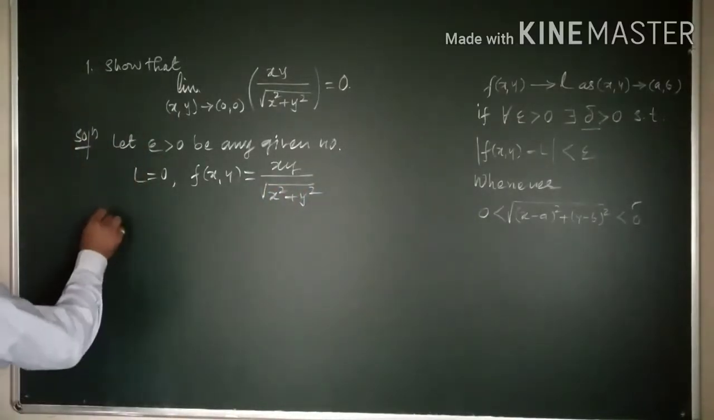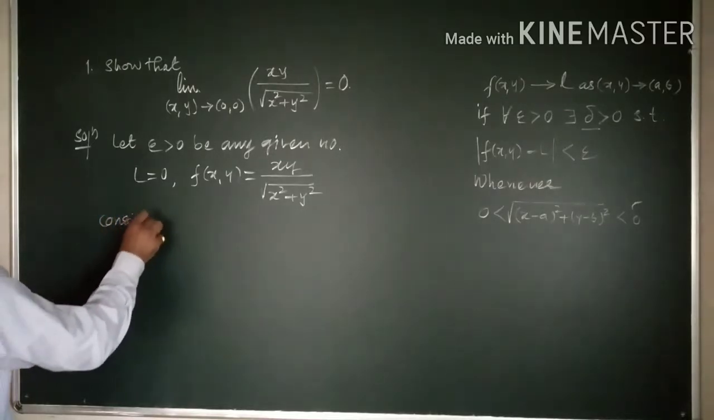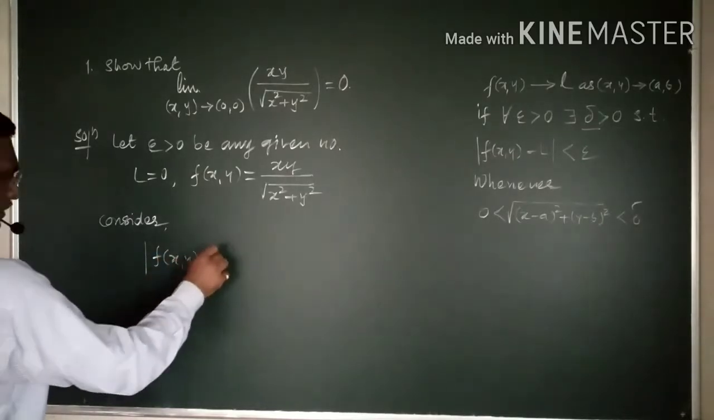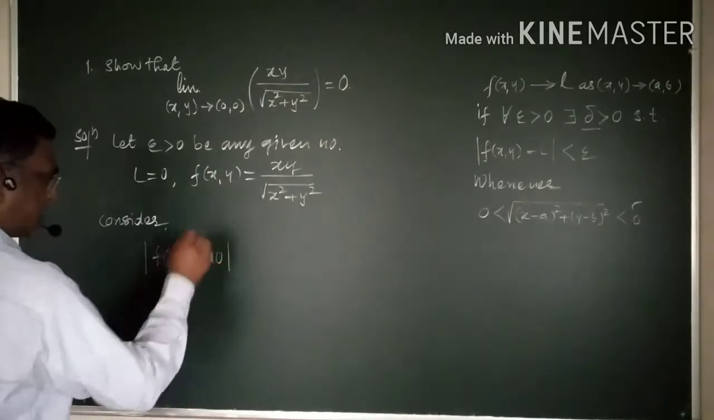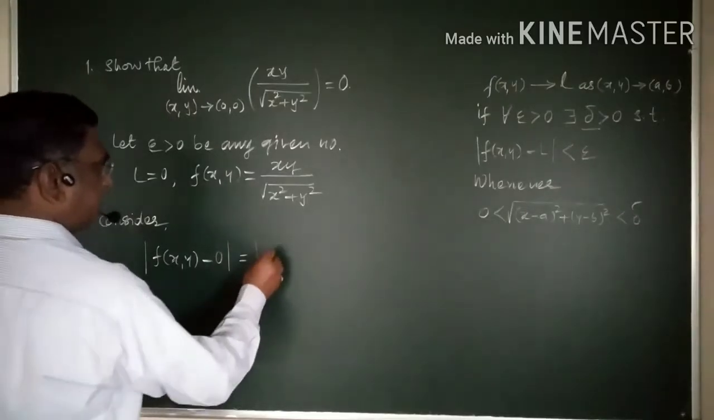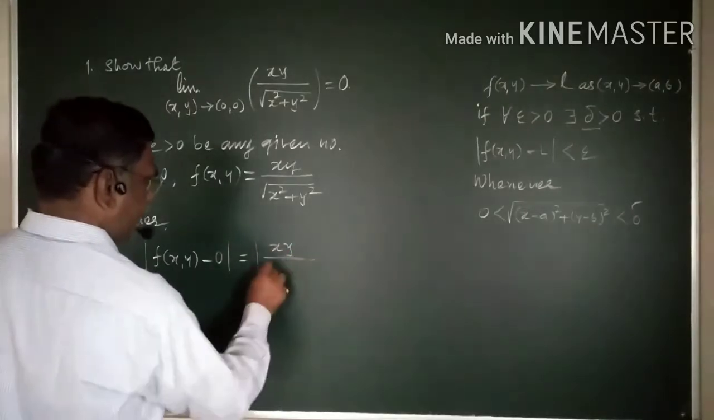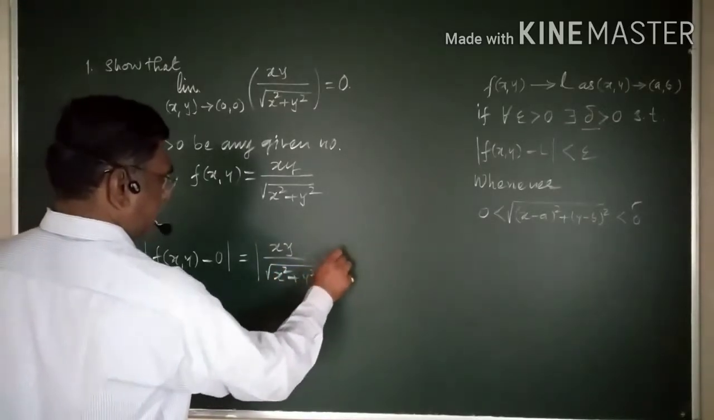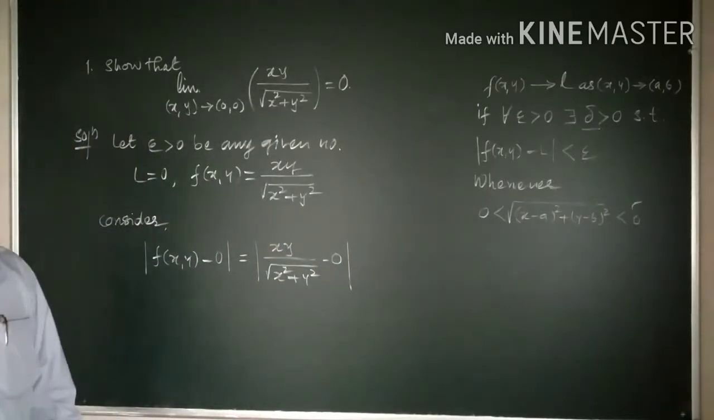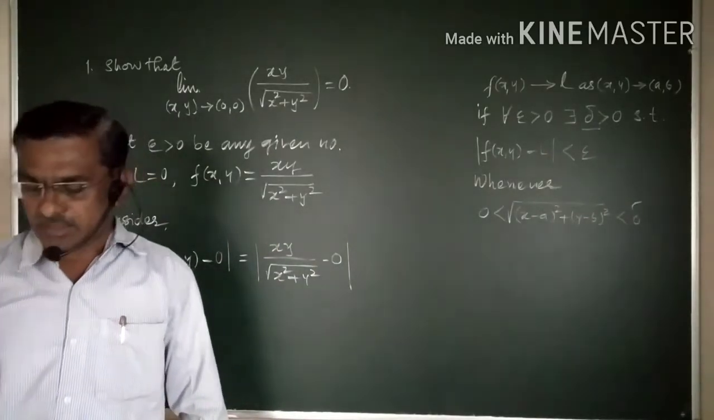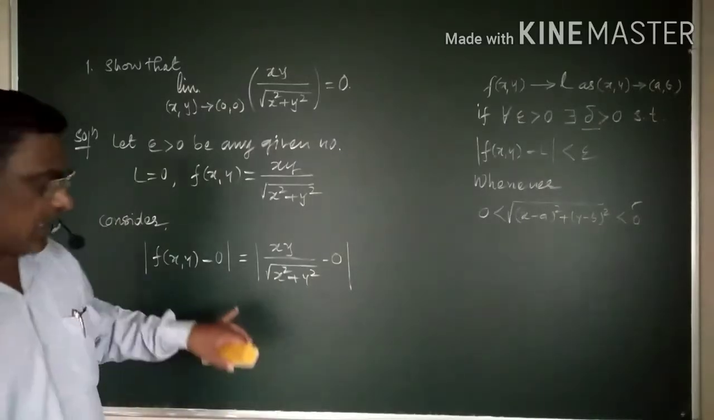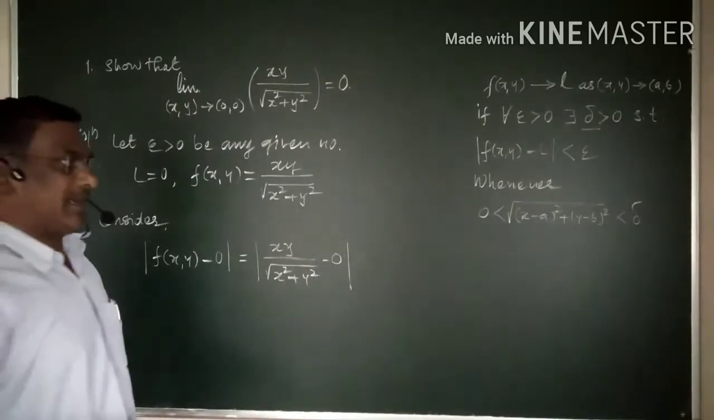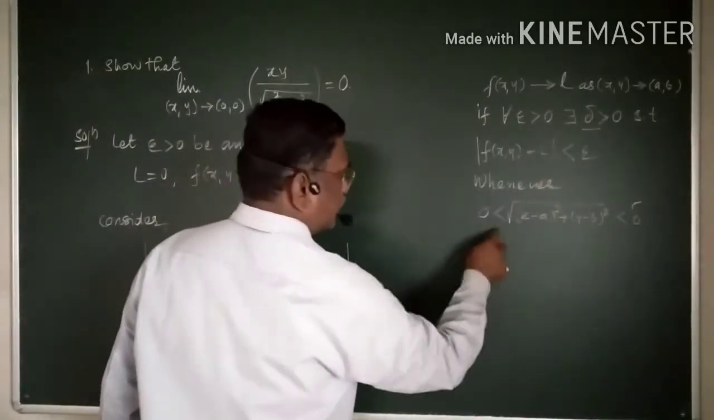Therefore, what we do here, consider absolute value of f of xy minus L, which is the absolute value of xy upon root x square plus y square minus 0. Here we need to show that this absolute value is less than epsilon, and at the same time delta will follow this condition.